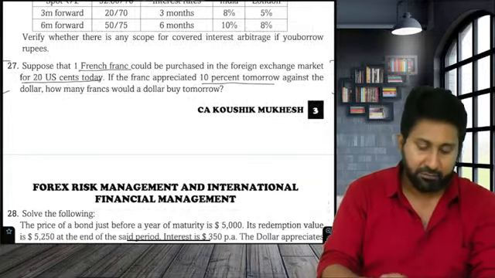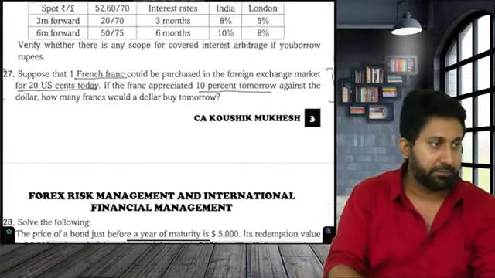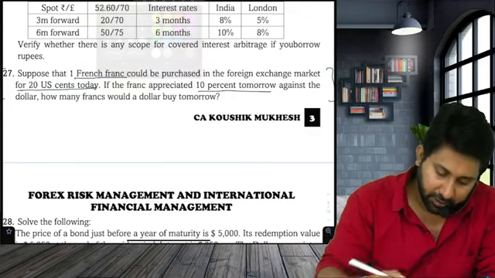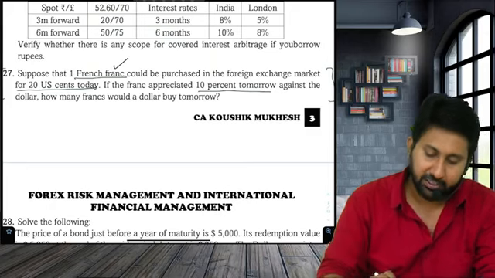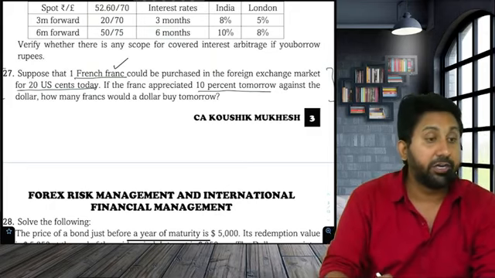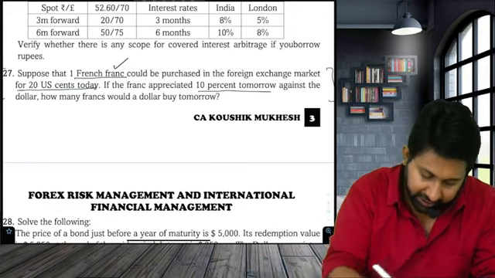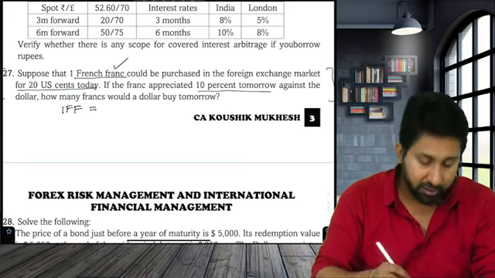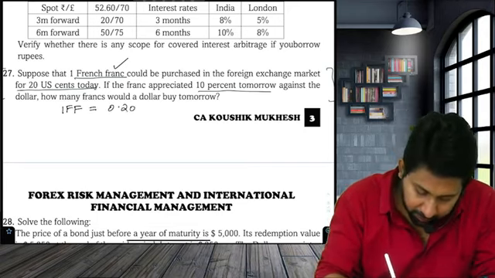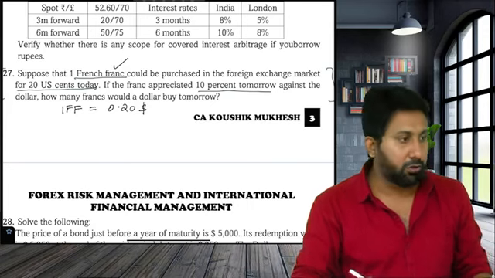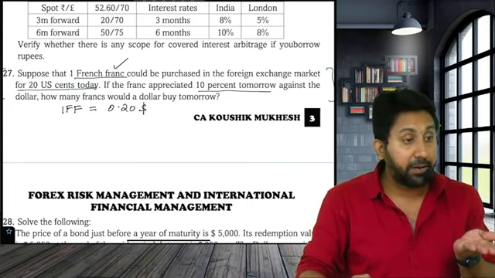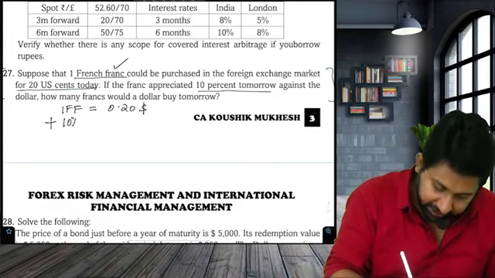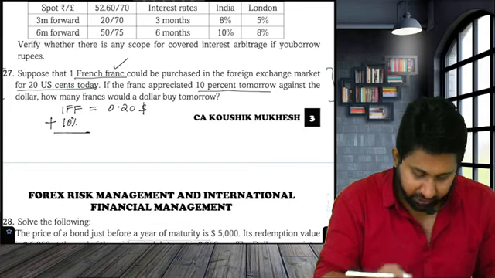Now let us observe the question again. Suppose that one French franc could be purchased in the foreign exchange market for 20 US cents today. See here, one French franc can be purchased by spending $0.2. The franc appreciated by 10% tomorrow. So how much will it be?